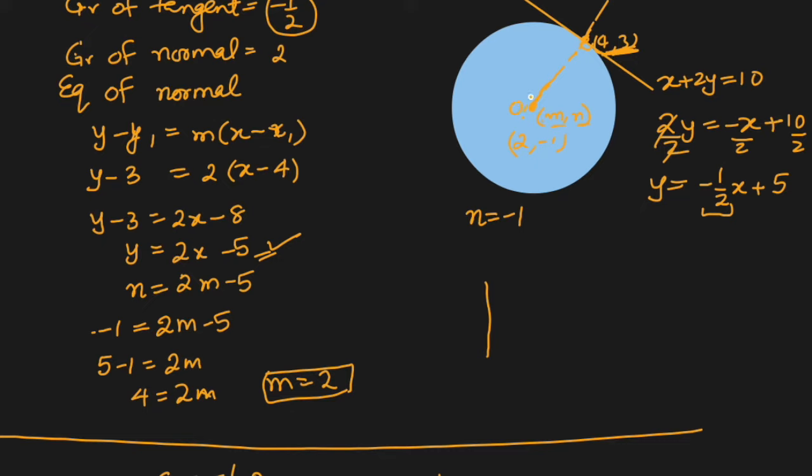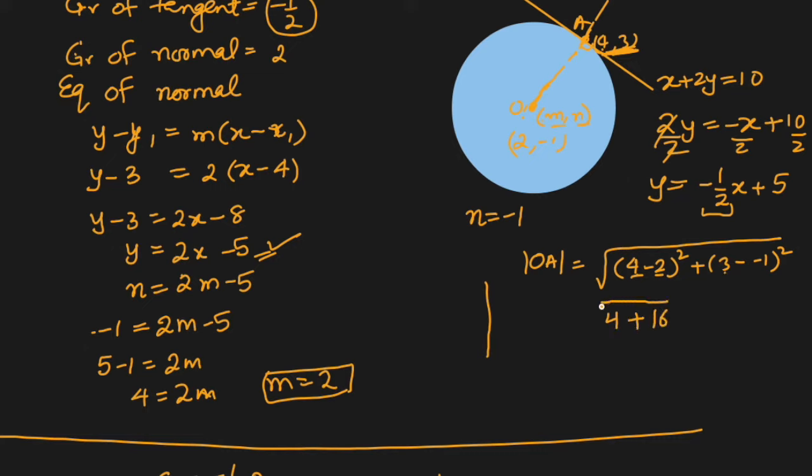So let's call this O, and this was A. So OA, according to the distance formula, will be x2, let's say 4, minus x1, square, plus y2 minus y1, square, okay. So it comes out to be 4 minus 2 is 2, square is 4, 3 plus 1, 4, 4 square is 16. Okay, square root 20. So square root 20 is the radius.